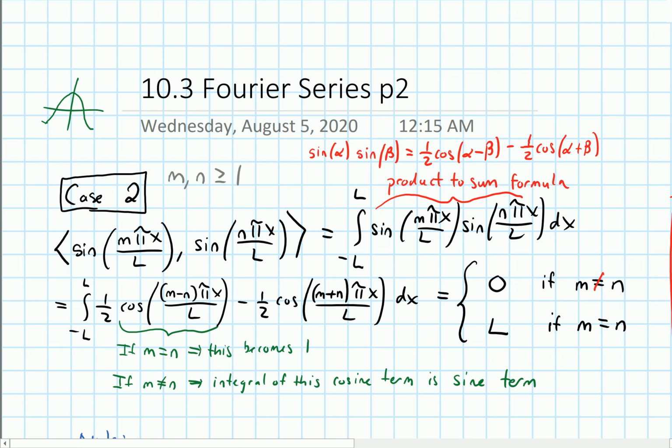But the one that we care about most for our proof is the fact that if the m and the n are different, meaning if these are different functions, their inner product gave us 0. And that's verifying this orthogonality condition.